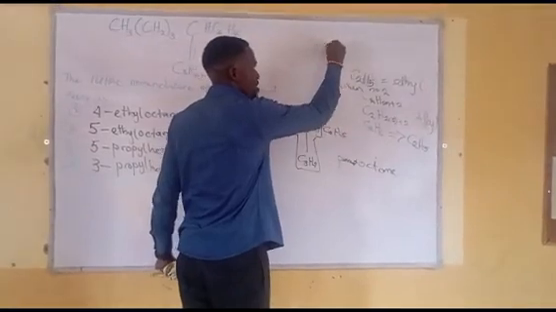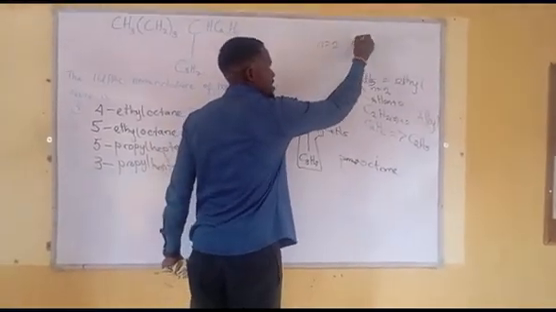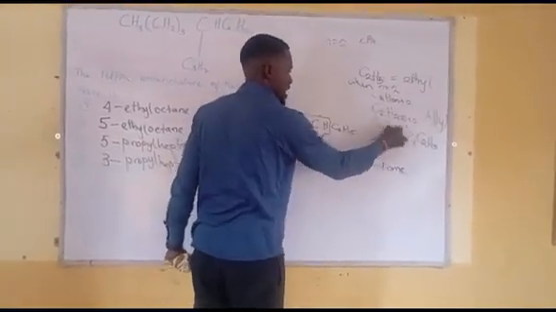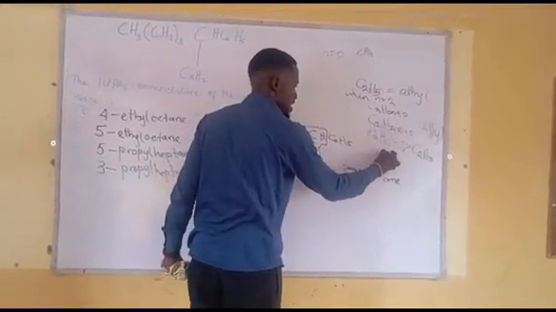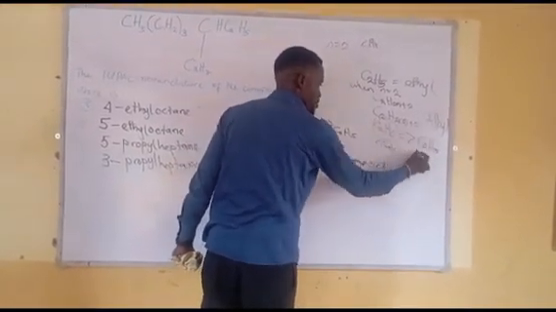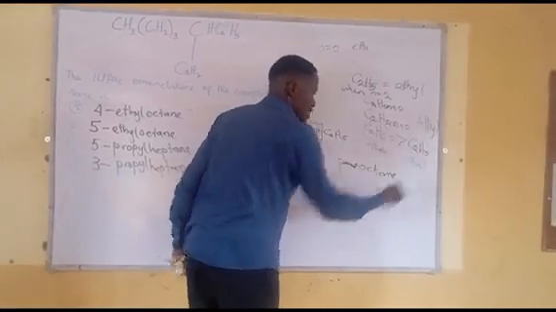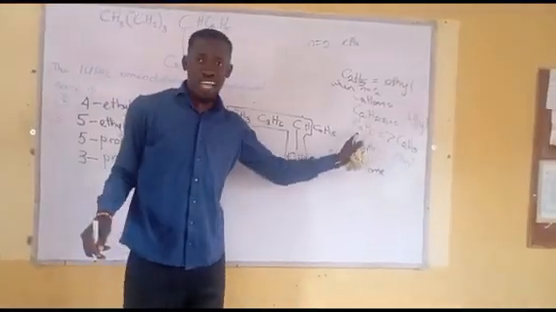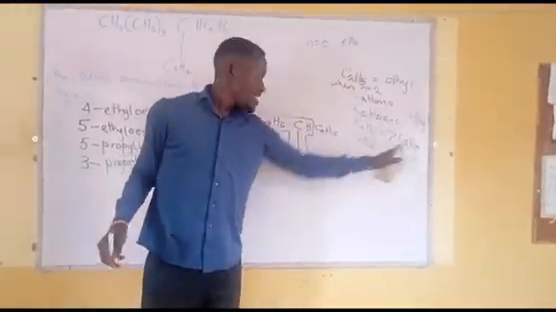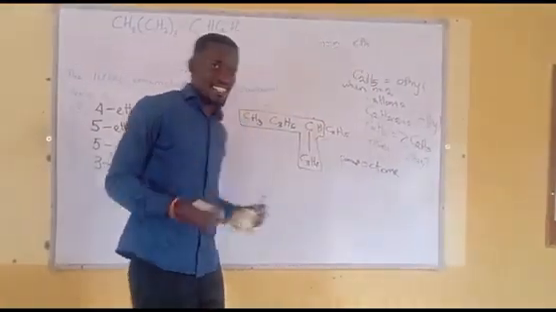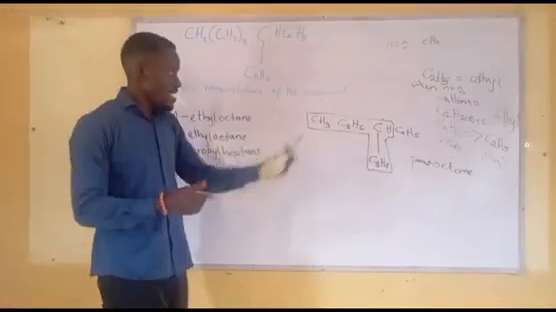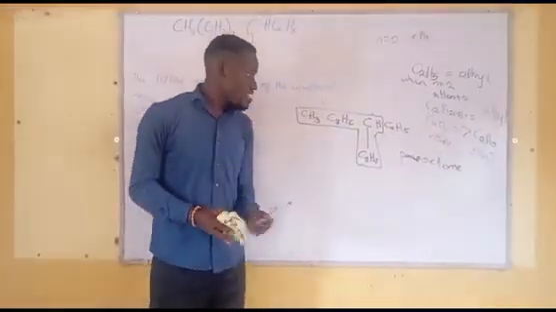So when n is 2, it becomes CnH2n+1. So this formula itself is C2H6, and this formula now becomes what? Ethyl. Why? Because ethane has lost one hydrogen atom to get this. So these are ethyl. I hope you are enjoying the class.